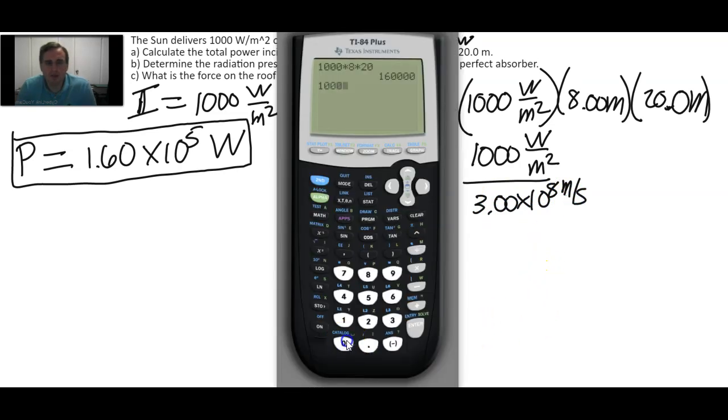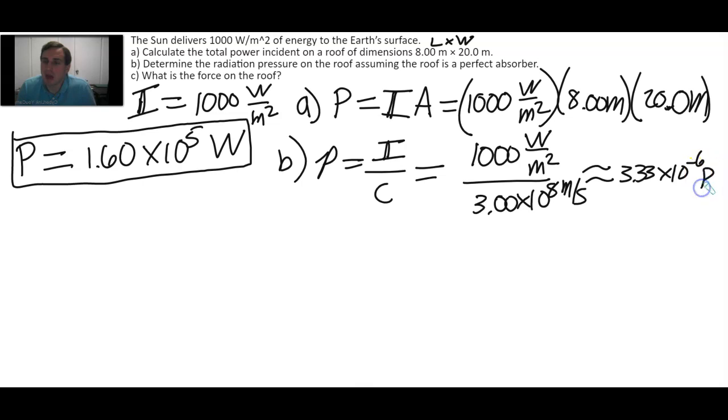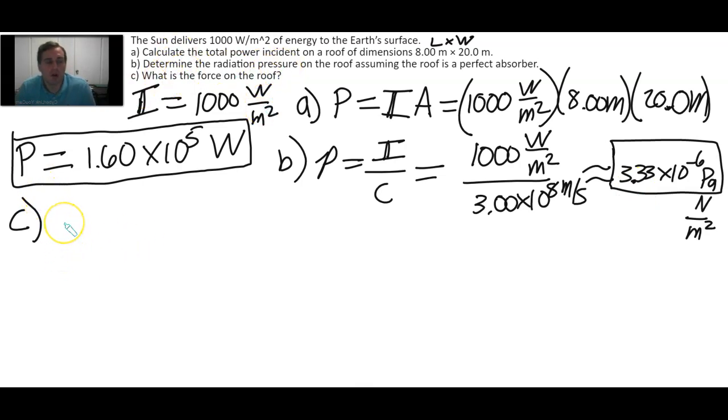Okay, so let's get this number as well. So 1,000 divided by 3 times 10 to the 8th. Okay, so we'll write this down. It's approximately 3.33 times 10 to the minus 6th, and that's going to be, again, pascals. And remember, pascals are the same unit as newtons per meter squared. It's the units of pressure. Lastly, part C. What is the force on the roof?